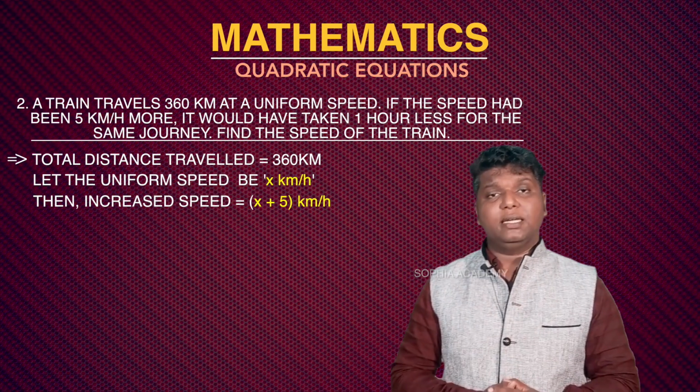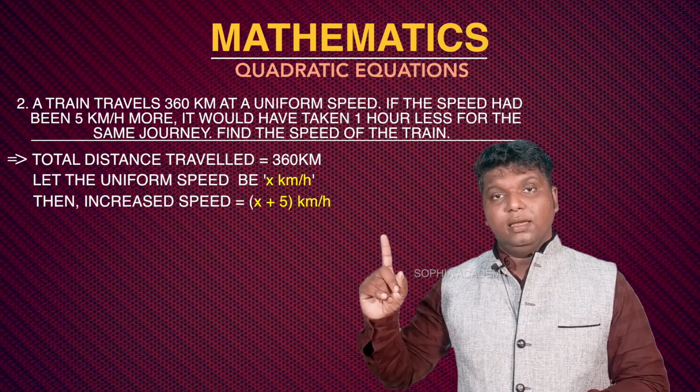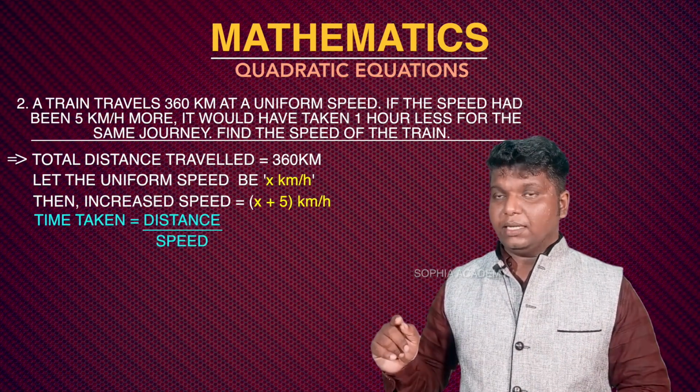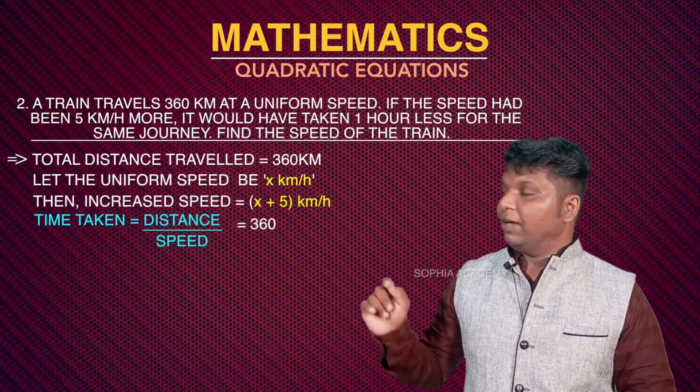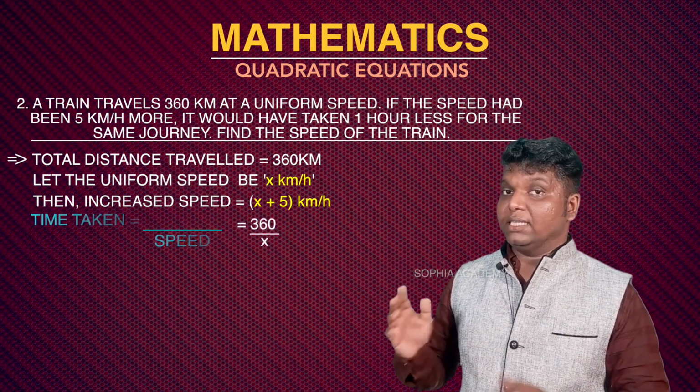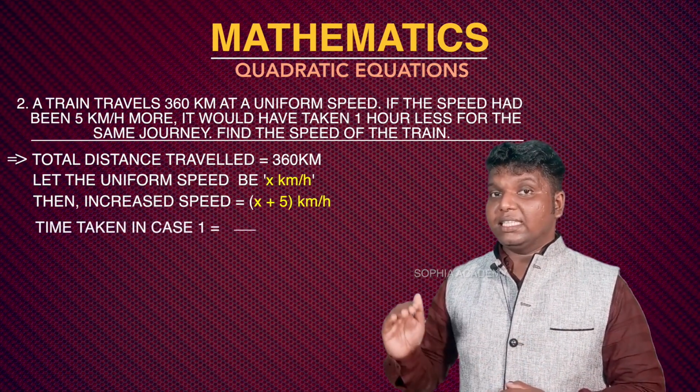What is the time taken for the first journey? It will be distance traveled by speed, right? Distance traveled is 360 divided by that speed, which was x. So we can say the time taken for the first journey was 360 by x.